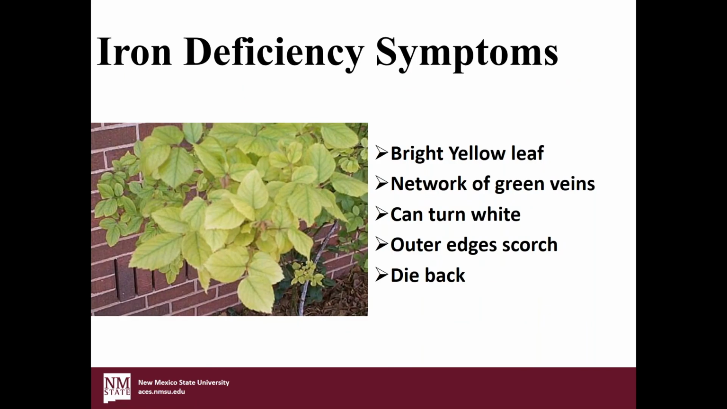Homeowners, also roses, they can get it. What you'll see is that bright yellow leaf, a network of green veins that can actually turn white, as we saw even on the strawberries. The outer edges can scorch, and eventually you get dieback, and it just will not recover unless we put some additional iron into that mix of the soil.